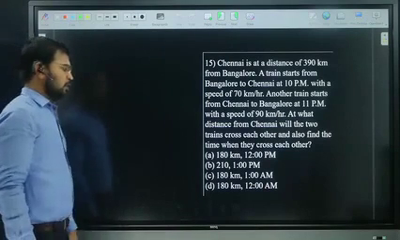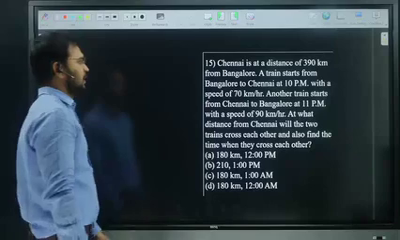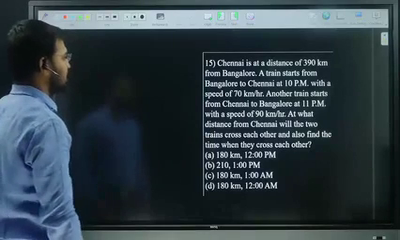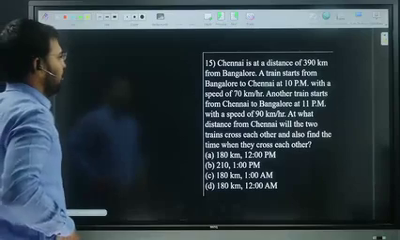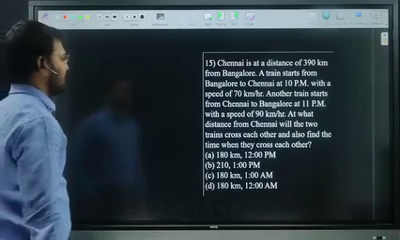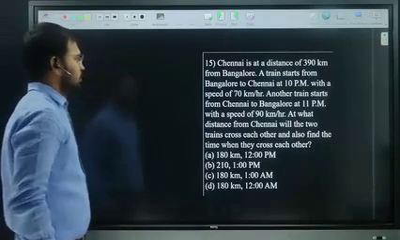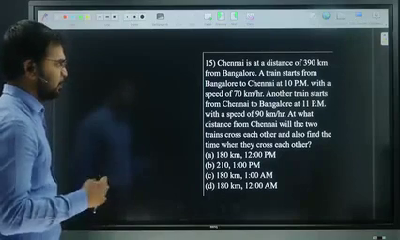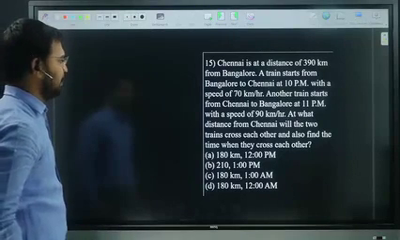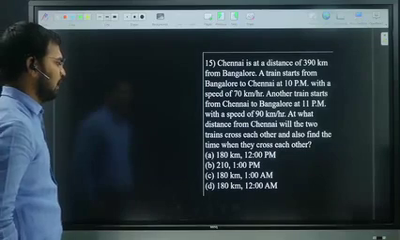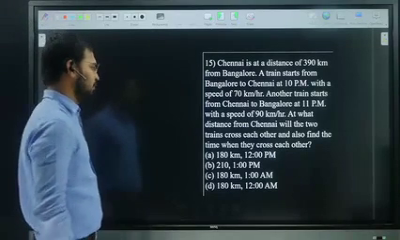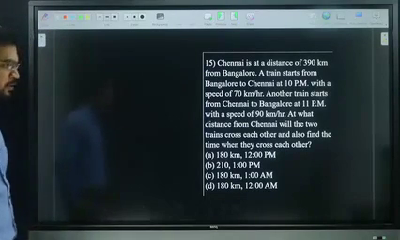So what is the answer? Option C. So look at me. Chennai is at a distance of 390 kilometers from Bangalore. A train starts from Bangalore to Chennai at 10 a.m. with a speed of 70 km per hour. Another train starts from Chennai to Bangalore at 11 a.m. with a speed of 90 km per hour. At what distance from Chennai will the two trains cross each other, and also find the time when they cross each other.